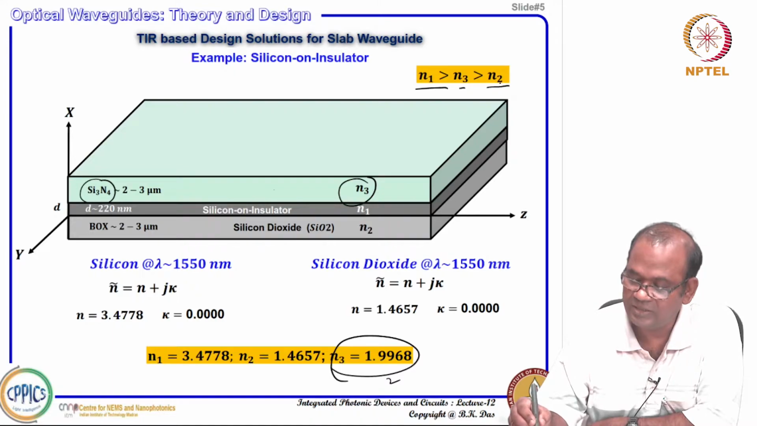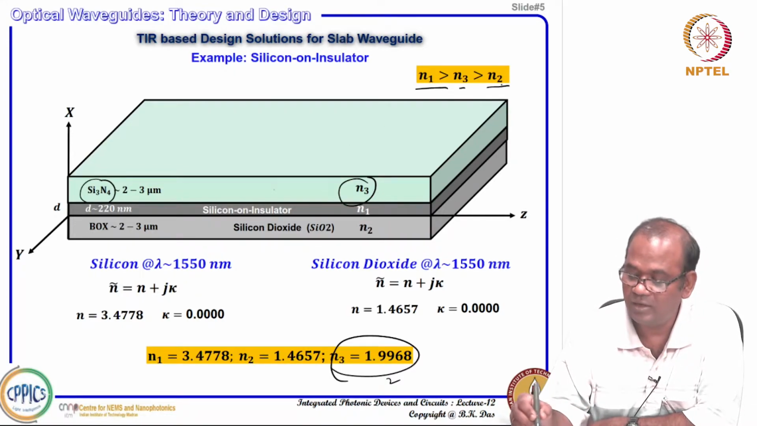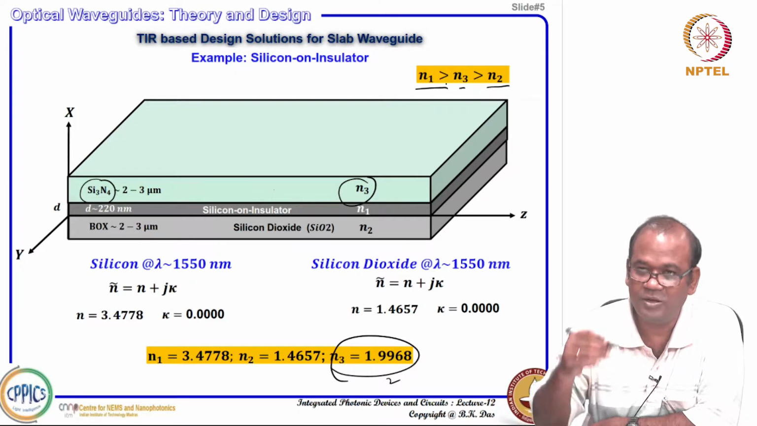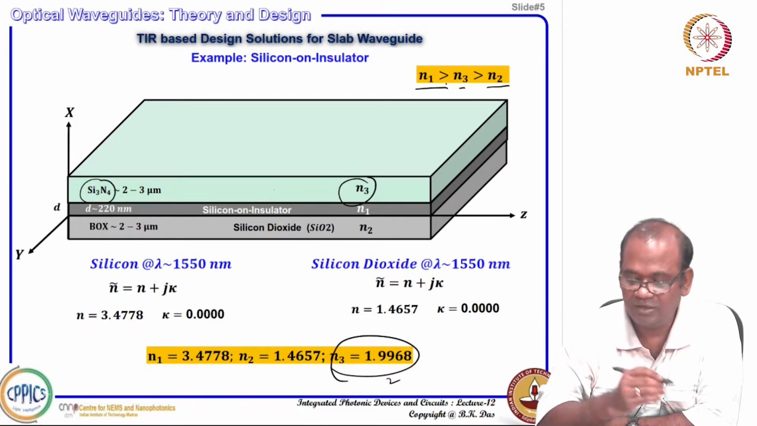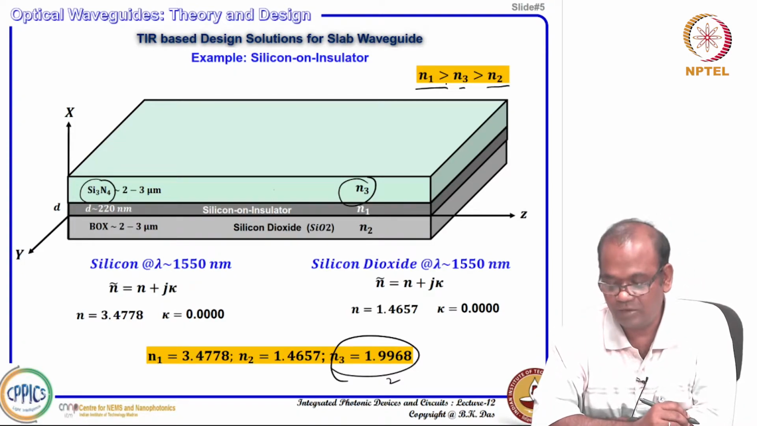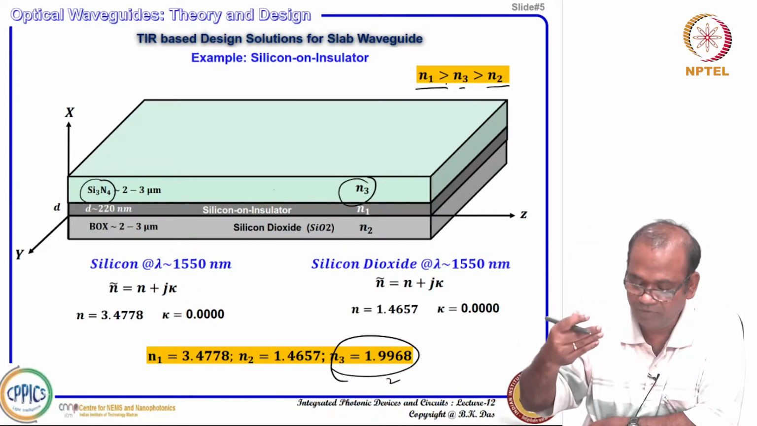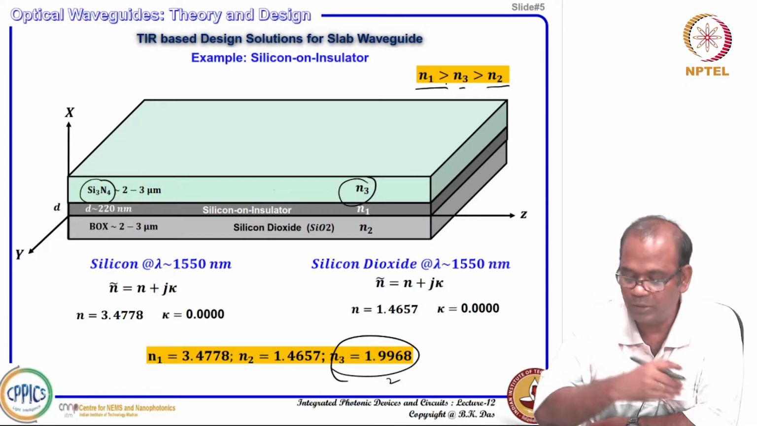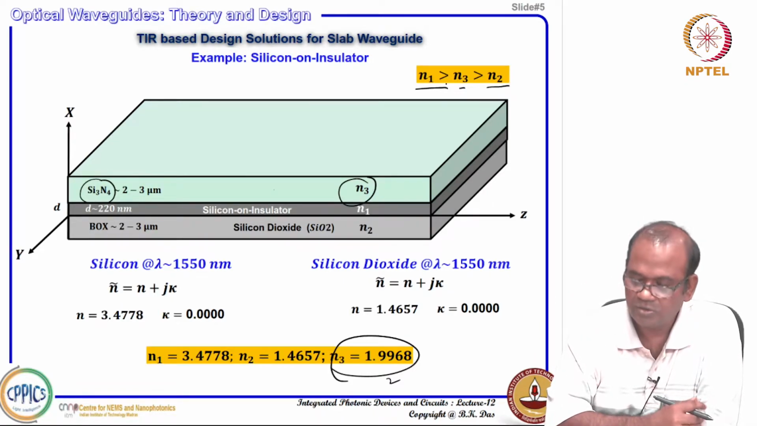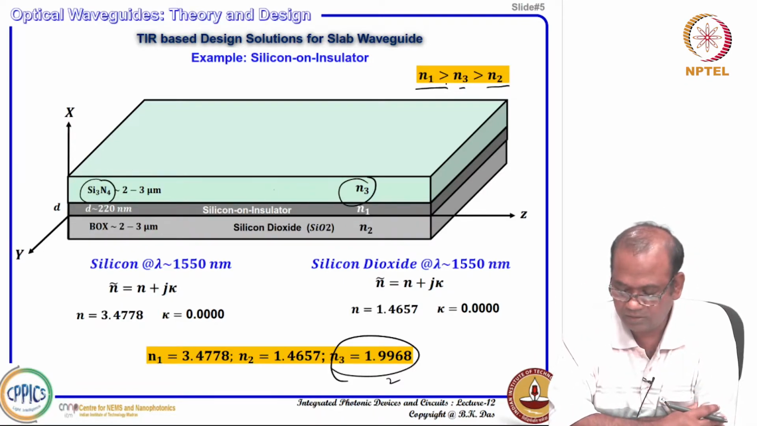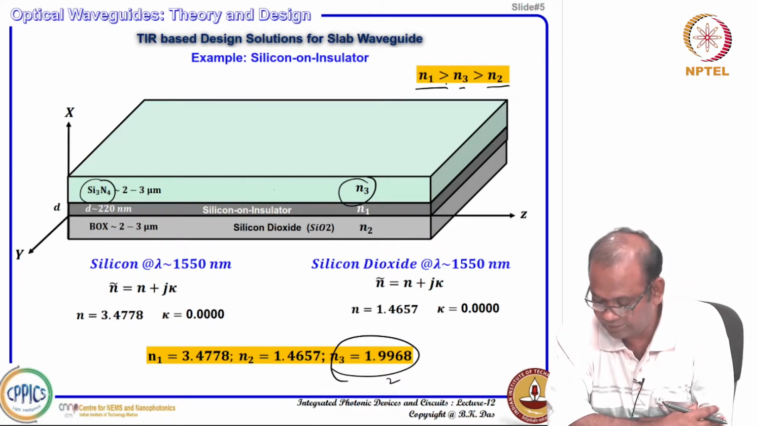Okay. N3 is greater than N2, that is the reverse of when you are using air, where N1 is greater than N2, which is greater than N3. Normally if the top is air, that is N3, and that refractive index will be lower, but in this case the upper cladding has a higher refractive index compared to the lower cladding. Okay. So, this can also be considered as a planar waveguide structure.